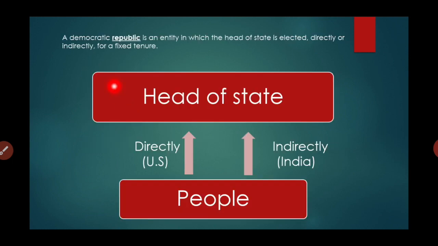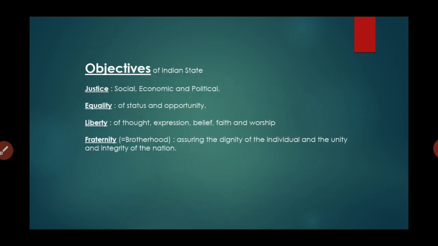And I use one more word, that is, for a fixed period of time. I wrote it over here on this side. A democratic republic is an entity in which the head of state is elected directly or indirectly for a fixed period, for a fixed tenure, you can say.